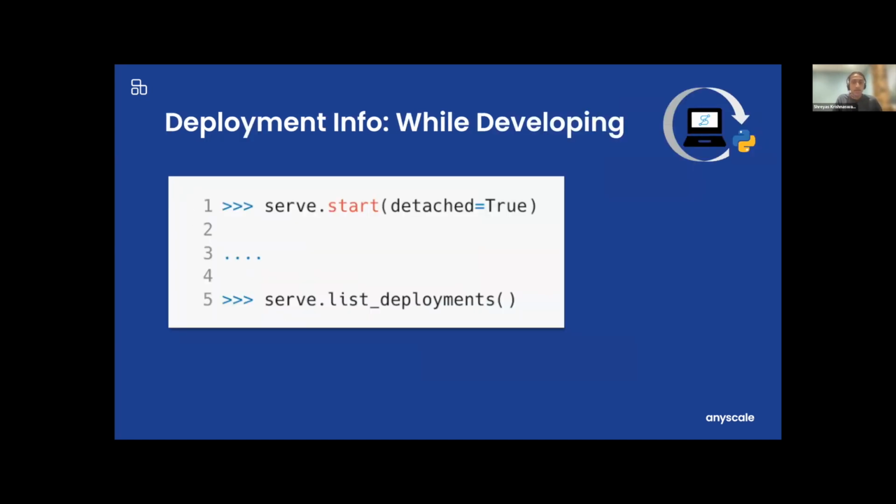Another useful operation is getting live info on your live deployments. During development, you can use the serve.list_deployments function to get a list of deployment objects containing the configurations for the deployments. These objects are useful when you're reviewing your configurations and even when you're updating your deployments.